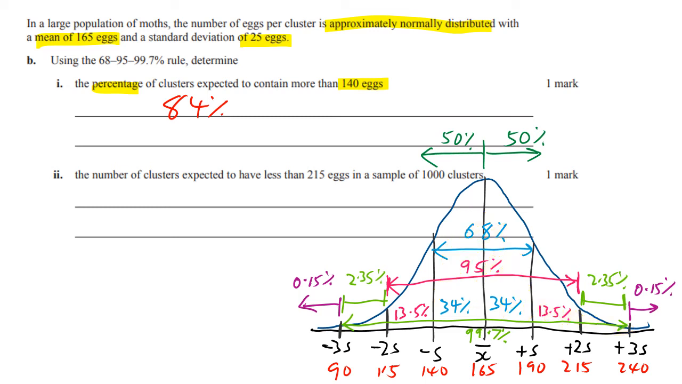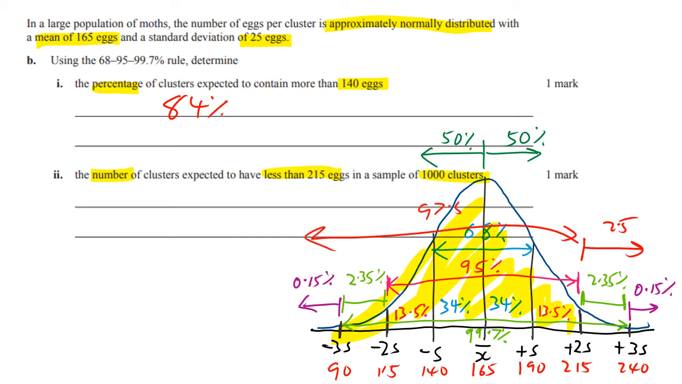Next question says the number of clusters expected to have less than 215 if you take 1,000 clusters. So we're going to go less than 215, which is all of that area. Remember, this is the easier one, is to say, well, we know this bit is 2.5, so the rest of that is 97.5%. So we want 97.5% of 1,000. That equals, well, 975 if you do the maths. So that's the number.